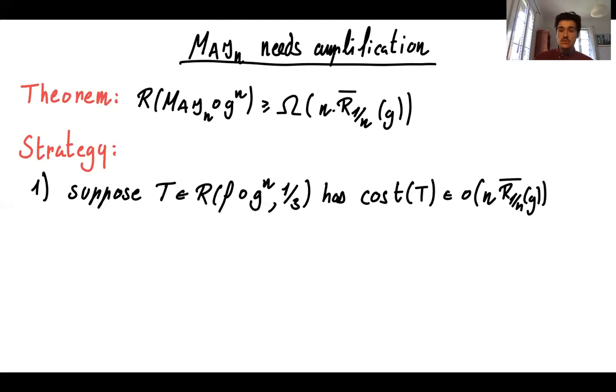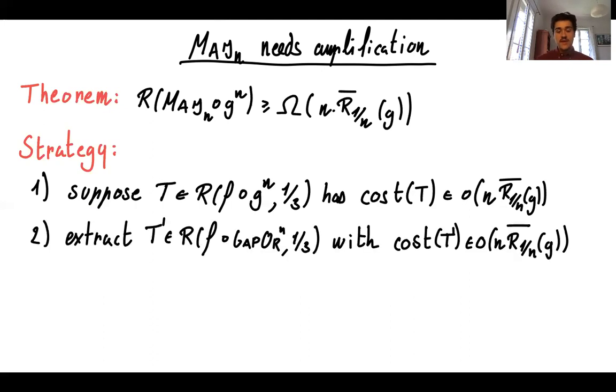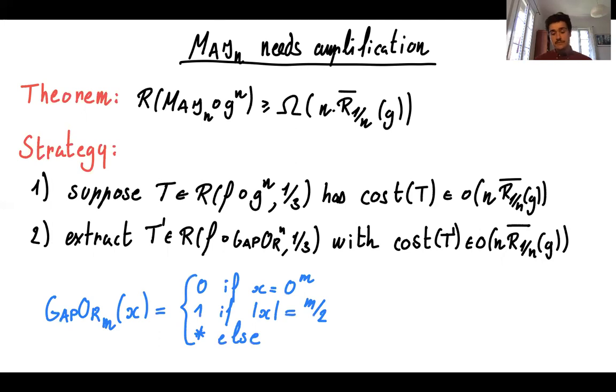Now, given this too good to be true tree T, we extract a new randomized decision tree T prime, which solves F composed with gap OR instead of G. Gap OR is simply the OR function, but with the premise that the input is either the all zero input, or it has exactly m/2 ones and m/2 zeros. So that's gap OR m. This is strictly simpler to solve than the OR function.